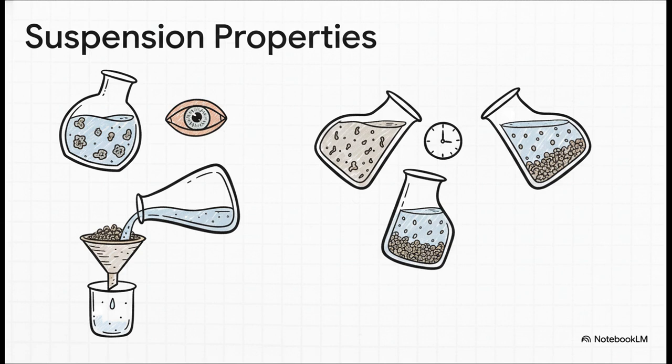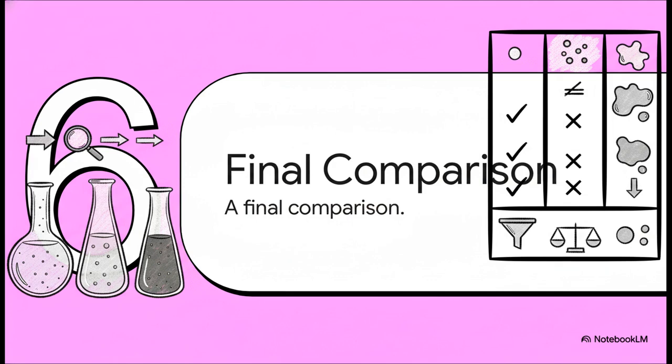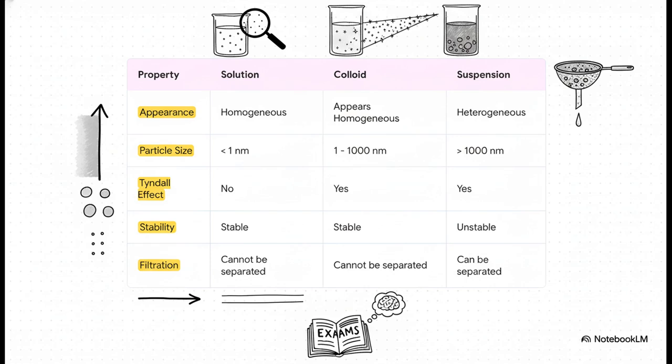They are suspensions. Okay, so we've looked at all three types of mixtures. Now, just to make sure we'll remember all of this, let's put them all side by side and do a final comparison to really highlight the differences. This table summarizes everything so well. Just look at the pattern.